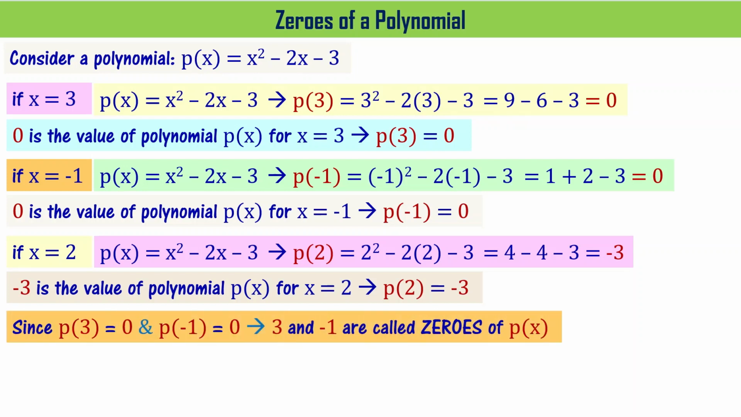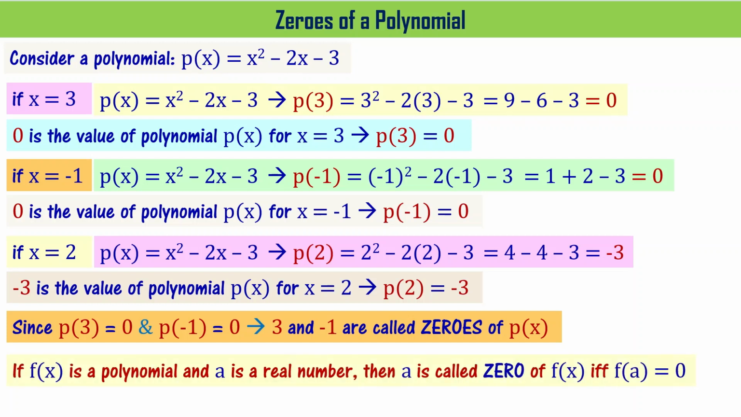Since p of 3 equal to 0 and p of minus 1 equal to 0, we say that 3 and minus 1 are zeros of p of x. So to define the zeros of a polynomial, we say that if f of x is a polynomial and a is a real number, then a is called 0 of f of x if and only if f of a is 0. Please take a note of this.